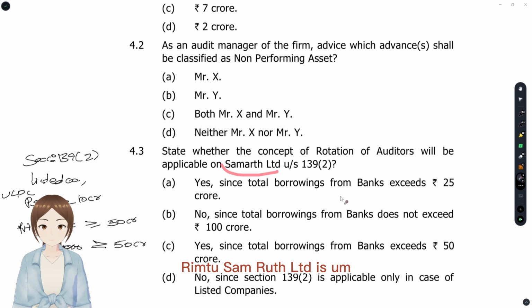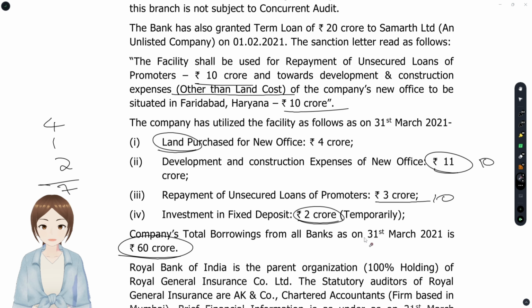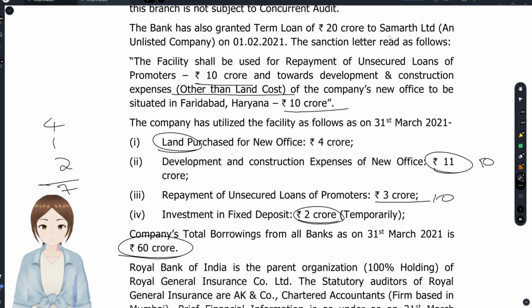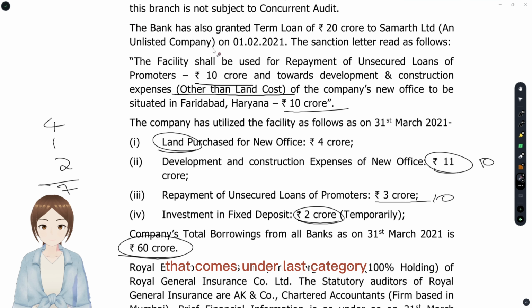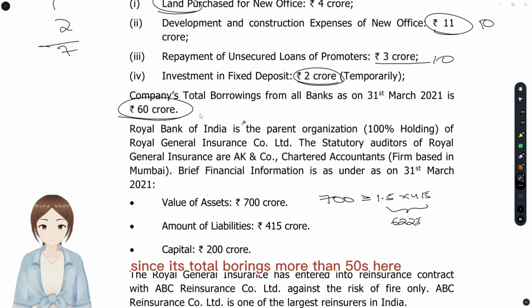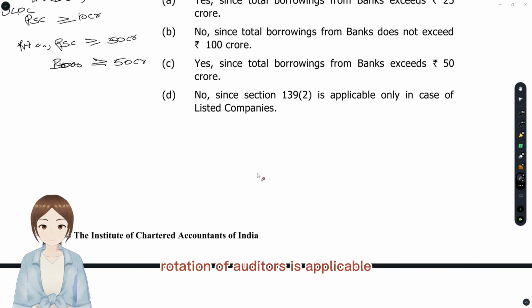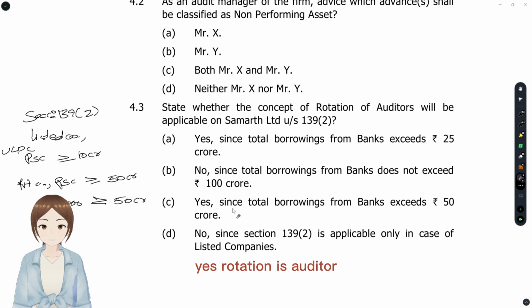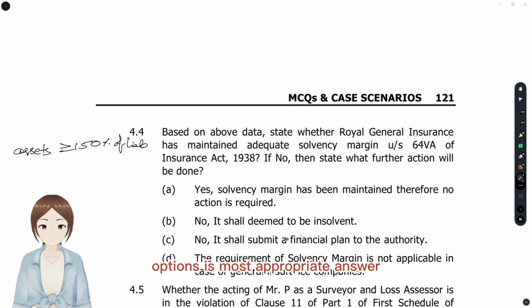For Samrat Limited, it is actually an unlisted company that comes under the last category since its total borrowings are more than 50 CR. Here it is 60 CR. Rotation of auditors is applicable when total borrowings exceed 50 CR. Option C is the most appropriate answer.